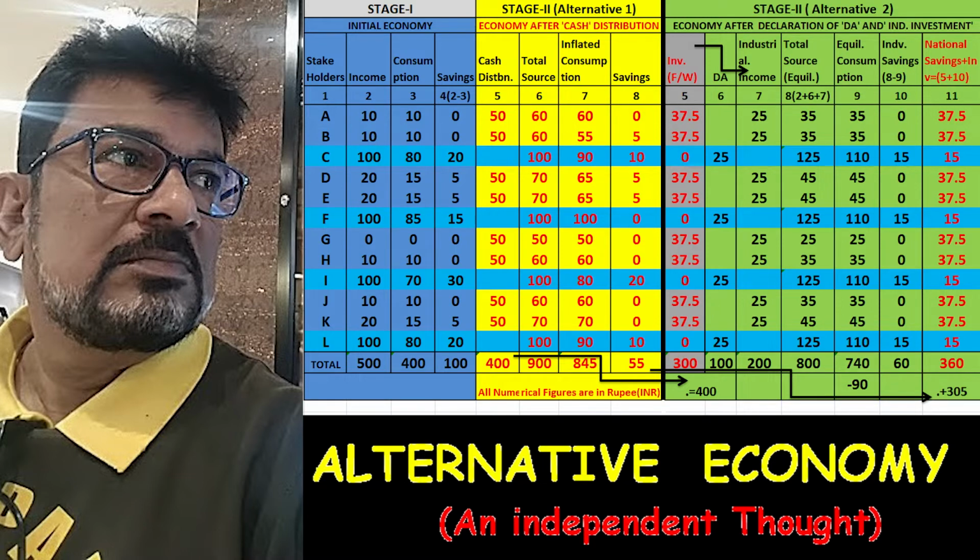Here the 400 rupees which was distributed as cash, instead of distributing cash, the government may invest the amount, that is shown in column 5, investment in F or W, meaning fixed or working capital investment may be made, that is 37.5, 37.5, 0, 37.5 and like that, and total is 300. And those who have stable income, we are assuming service holders, have been given DA, dearness allowance, which is 25, 25, 25, 100.